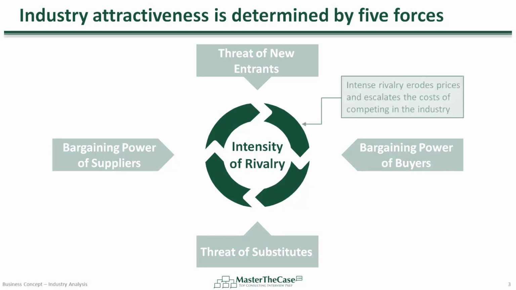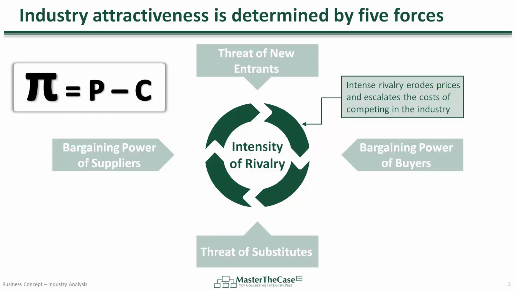Intuitively, intense rivalry erodes prices and escalates the cost of competing in the industry. So, the resulting impact on the industry profit equation is predictable. Price decreases, cost increases, therefore, profit declines.